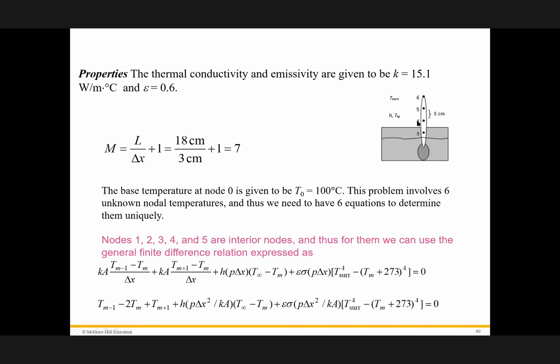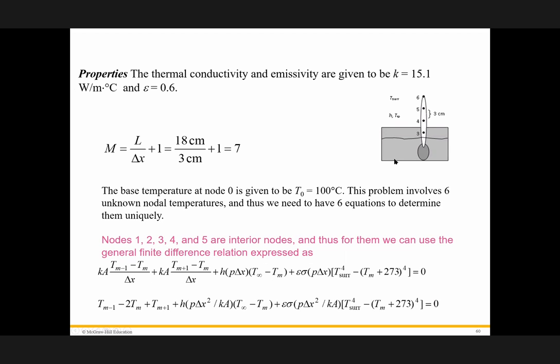In general, if we're writing a general equation for an interior node, then 5, 4, and all of them will consist of interior nodes. That means you have conduction to this node, conduction to this node, and convection to outside. Therefore, this equation will apply from m equal 1 all the way to m equal 5. All of them are the same.